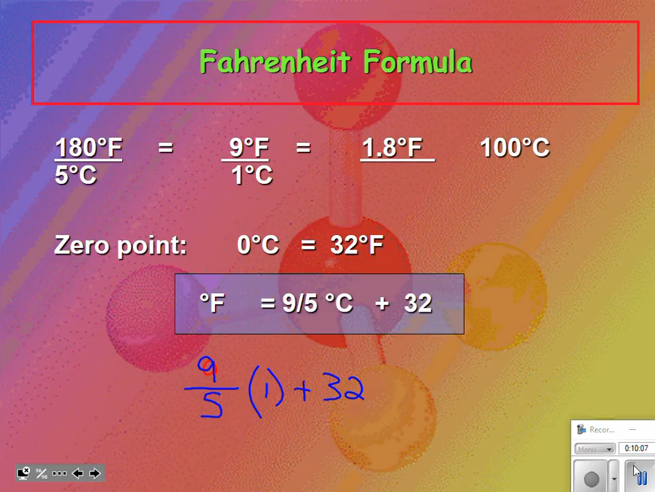So when I do that calculation, I take 9 divided by 5, and I get 1.8. Times 1 is 1.8. Well, what's 1.8 plus 32? 33.8 degrees Fahrenheit. Okay? 33.8 degrees Fahrenheit.